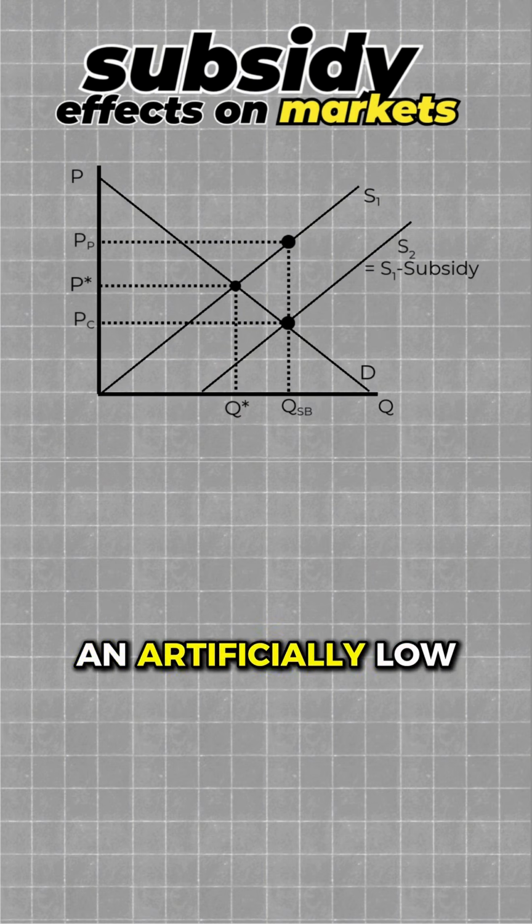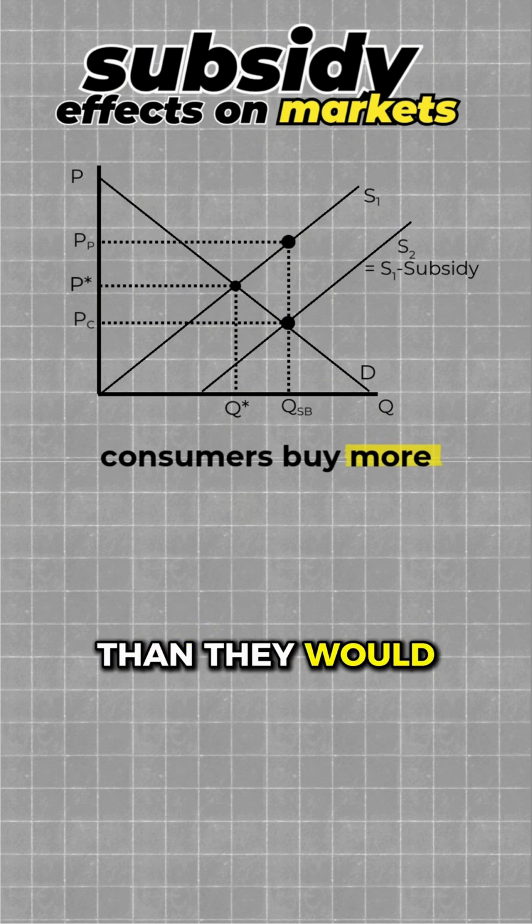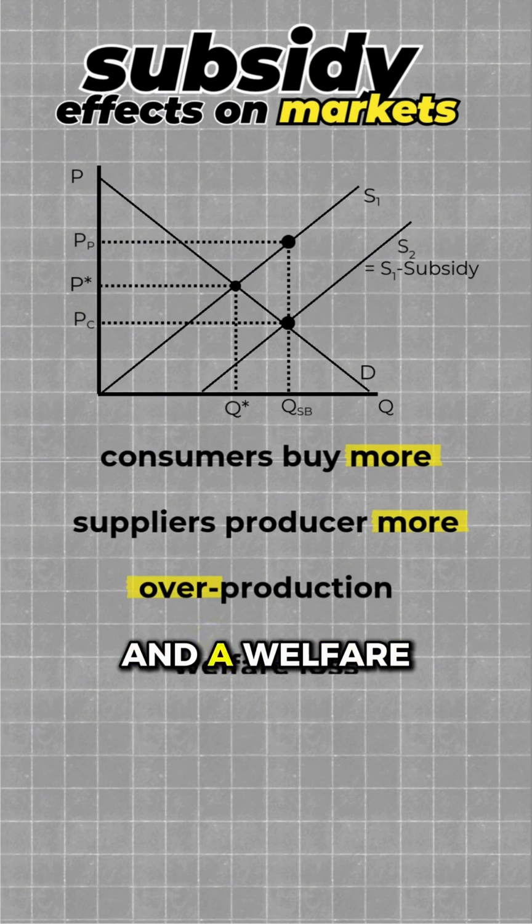The subsidy causes an artificially low price and low cost of production. This means that the consumer will buy more than they would, and the supplier will produce more than they would. This means overproduction and a welfare loss.